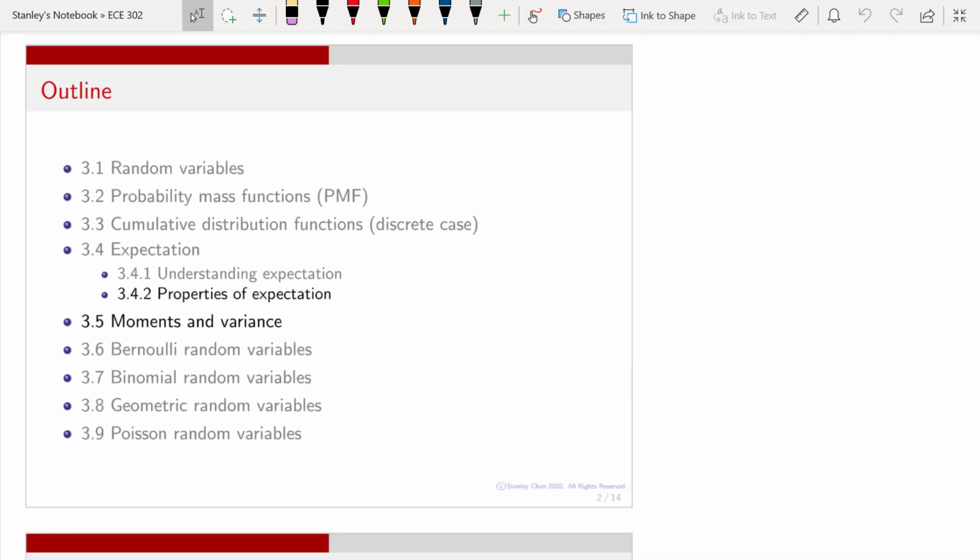In the last lecture, we started to talk about the topic on expectation. And we went through some of the basic definitions of expectation. In today's lecture, we're going to learn more about expectation. In particular, we want to know more about the properties of the expectation. And then we will also talk about a topic on moments and variance.